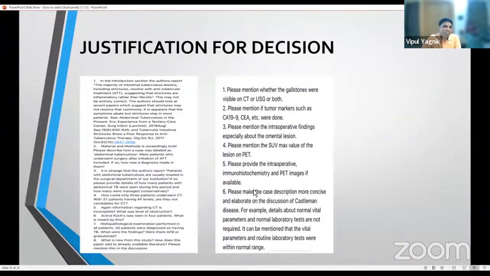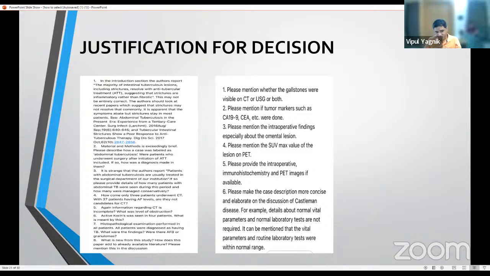Another thing is, once you submit the article, it cannot be rejected simply by saying that you reject the article. You should give some justification why the article is rejected. Here I have given two examples. The first example is an article that is rejected, and the second example is an article that has been given major revision. In the first, the reviewer has raised so many queries where there was a study of 50 patients.